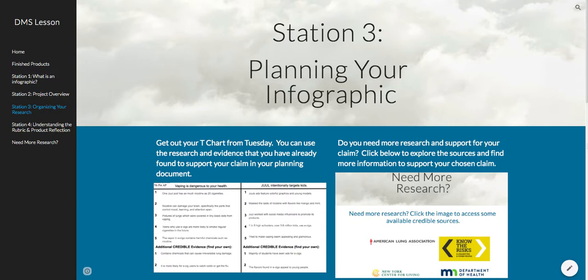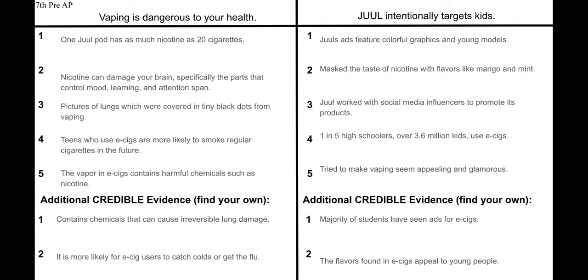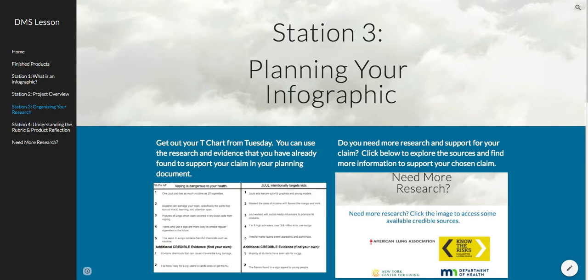So to get started today, you need to get out your T-chart from Tuesday. You've already done most of the research. We looked at two different claims. You can use either one of these claims, or you can choose an alternative claim if you get it approved by me. But when you look at your T-chart, you can see you already have lots of support that you have found that can really back up your claim, and you can use that on your infographic. So that's a tool that you're going to want to get out for sure.